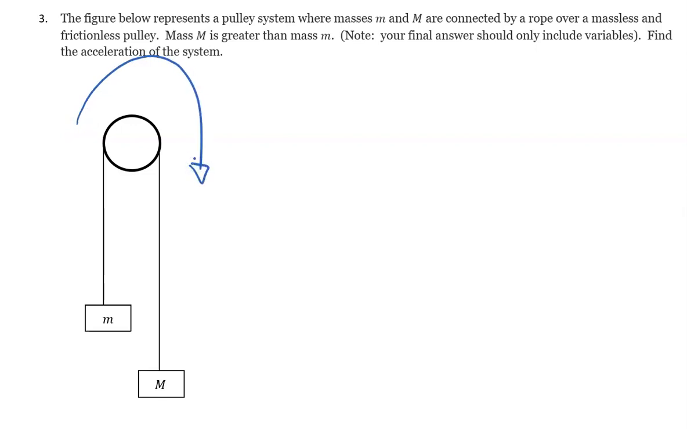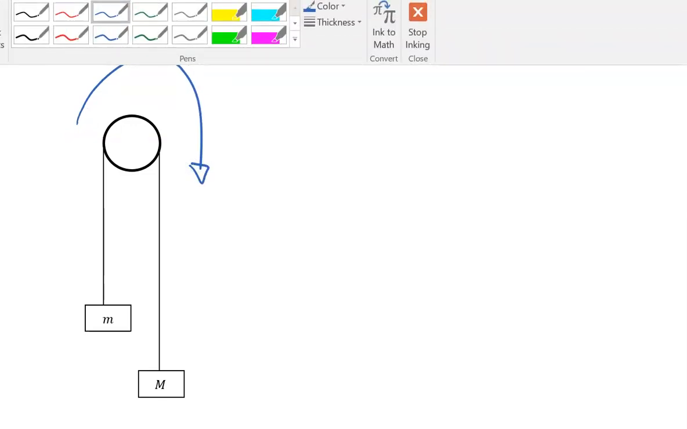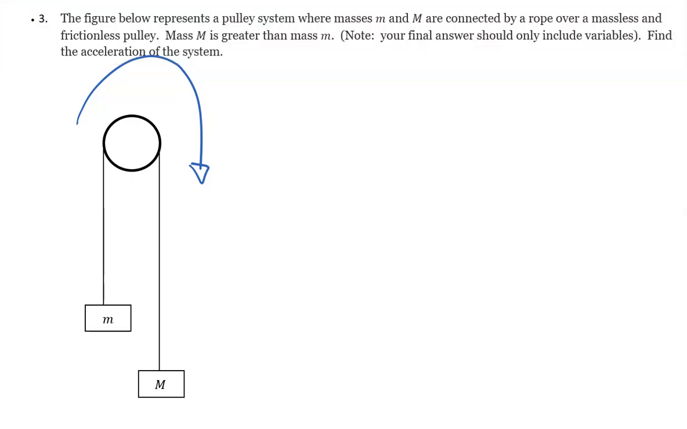Cool. So first thing we always do is draw a free body diagram. I know that there is gravity acting on this. So gravity, which will be mg, so it's little m times acceleration due to gravity. We have tension right here. Then the other one, we have tension right here. And then we have Fg, which in this case is going to be big M, little g.